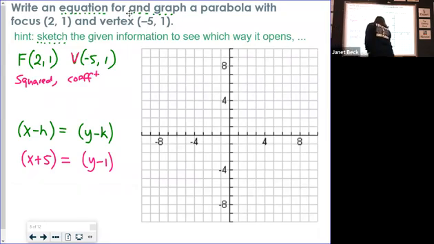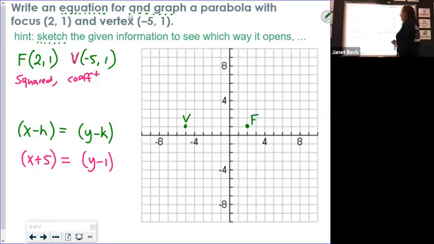So just sketch what you've been given. Now I'm going to go straight to graph paper on this one, but you could sketch it first. -5, 1, label that as your vertex, and then your focus is at 2, 1. That immediately tells me so many things. From that, you can tell which way it opens, which will tell me which side is squared. From that, I can also tell whether my coefficient is positive or negative.